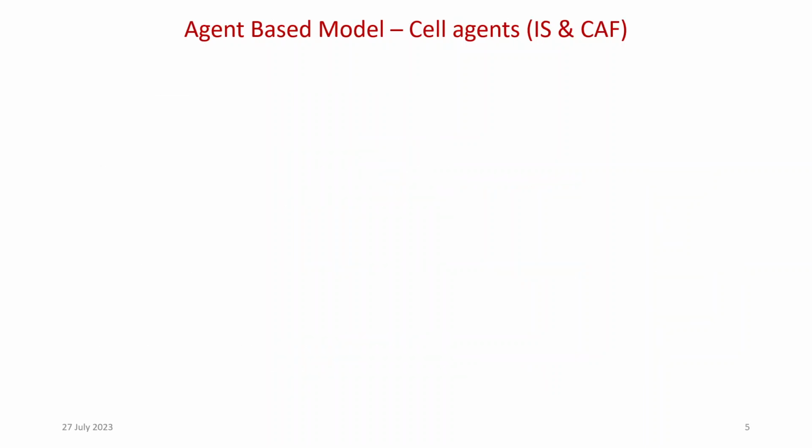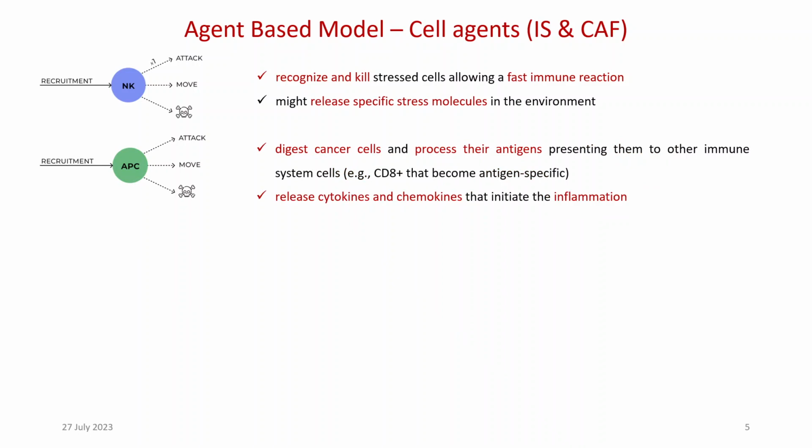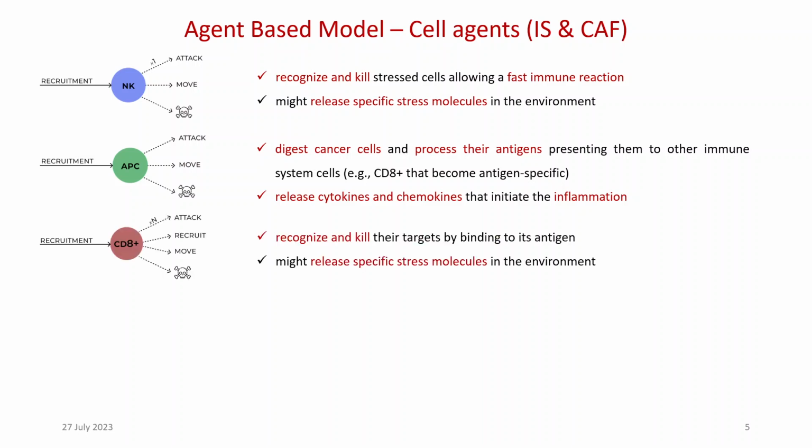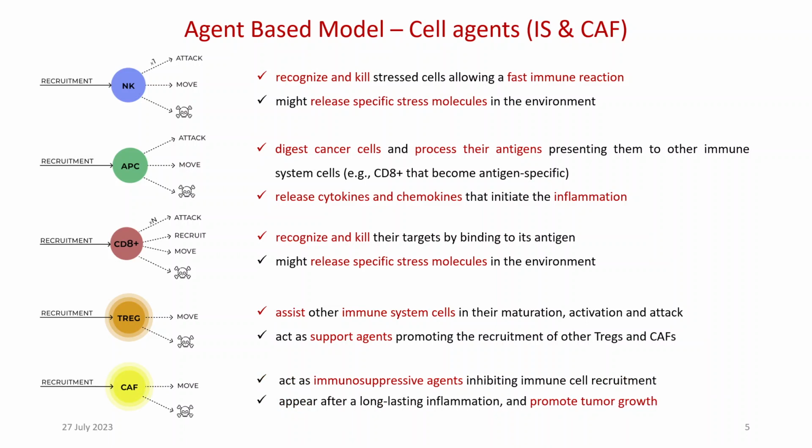On the other hand, for the immune system cells, we modeled the natural killer cells that can perform fast immune reaction and release specific stress molecules in the environment; the antigen-presenting cells that digest non-endogenous cells and present their antigens to the immune system, releasing molecules that initiate the inflammation; the CD8 plus that, differently from the natural killer, recognize and kill only antigen-specific targets; the Treg that assist immune system cells and act as support agents promoting recruitment of other agents; and the CAF that inhibit immune cell recruitment and promote tumor growth.